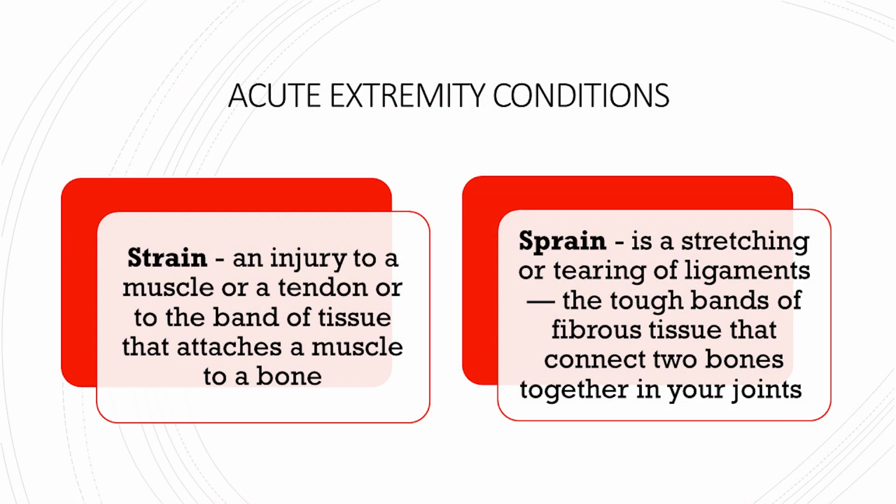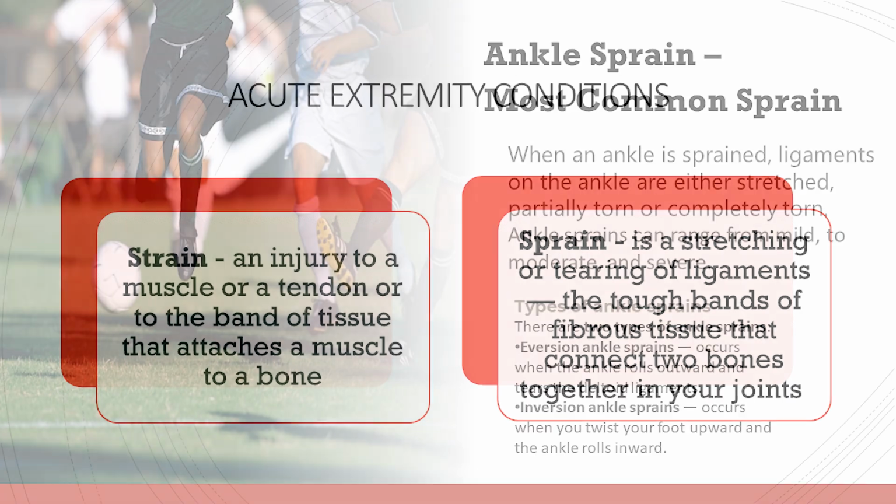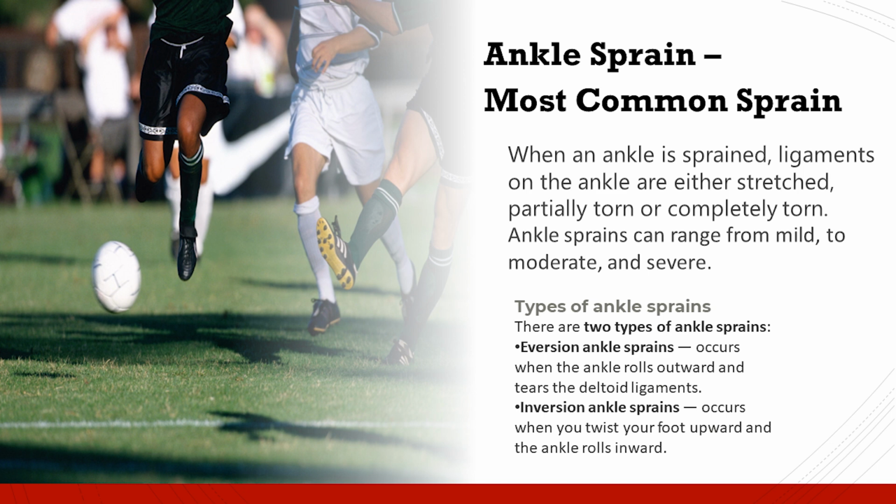We have two main types of acute extremity conditions. You've got your strain, which is of course a muscular condition when a muscle is stretched and torn, and then you have a sprain, which is when the ligaments are stretched and torn. Probably the most common type of sprain that we see is the sprained ankle. Most of us have experienced those. I certainly have. It's a very common injury playing sports.